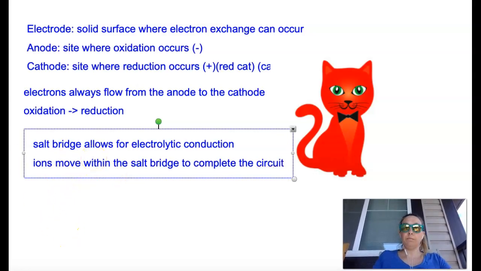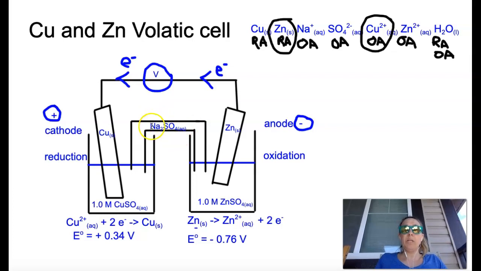Okay, so we have to show how those ions are going to move. In our salt bridge, we had sodium ions and sulfate ions, right? Sodium ions are Na+, so they are cations. Sulfate ions have a negative charge, so they are anions. Sometimes you'll see it tell you what compound is in the salt bridge. Sometimes it'll just say a plus charge and a minus charge, or a cation and an anion, and it's up to you to recognize which way they are going to flow.